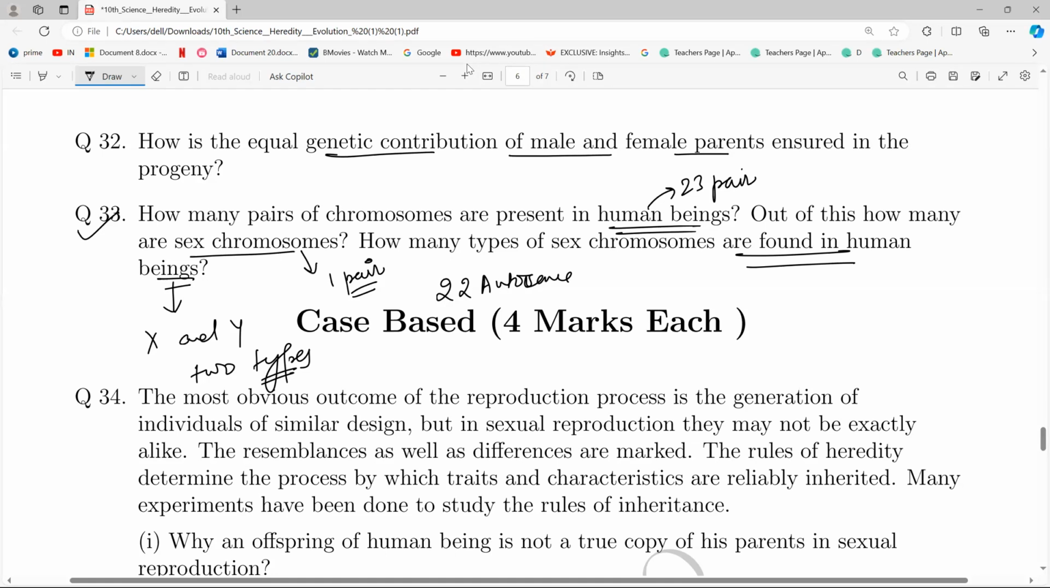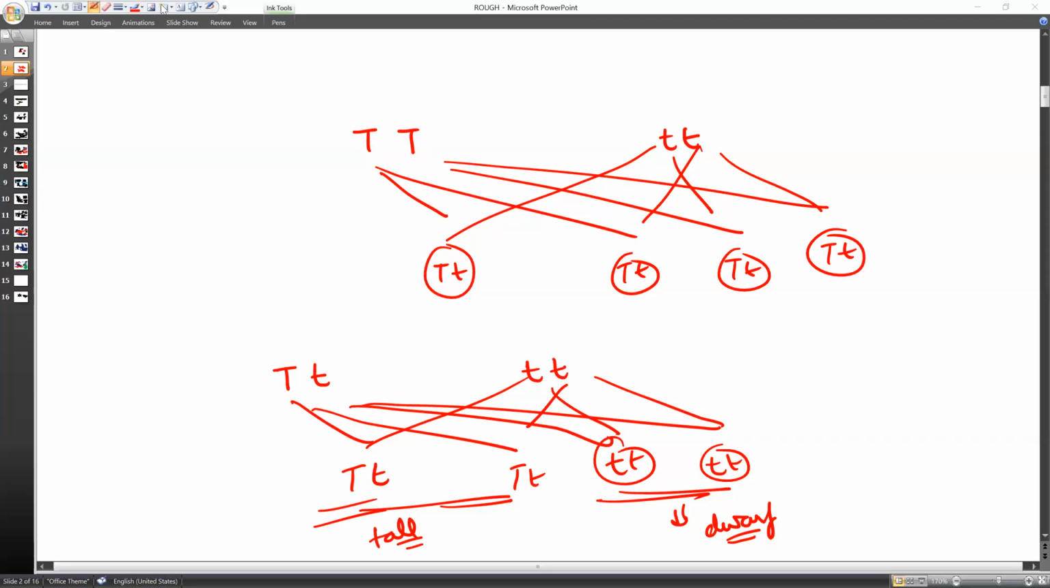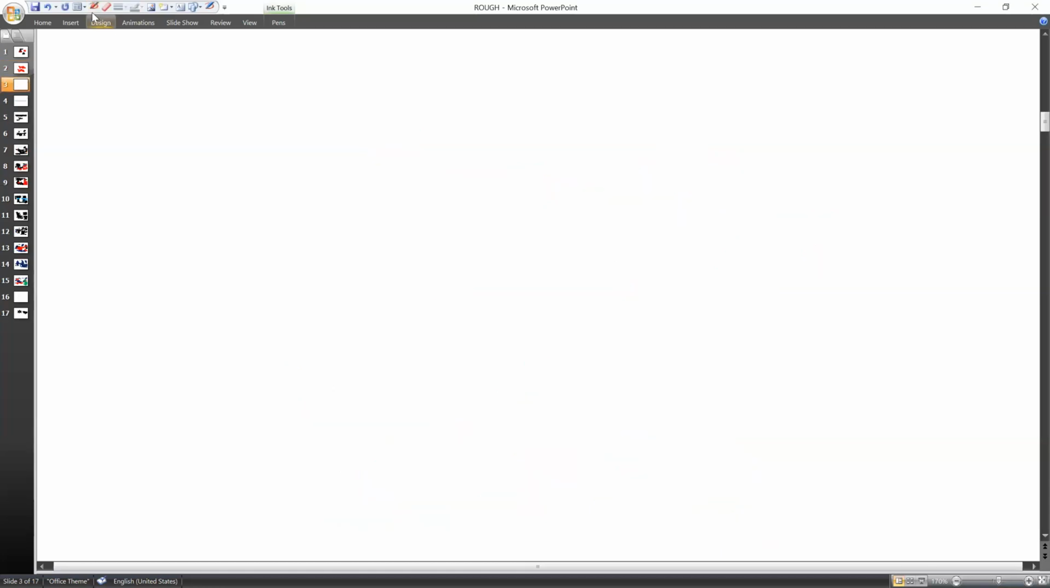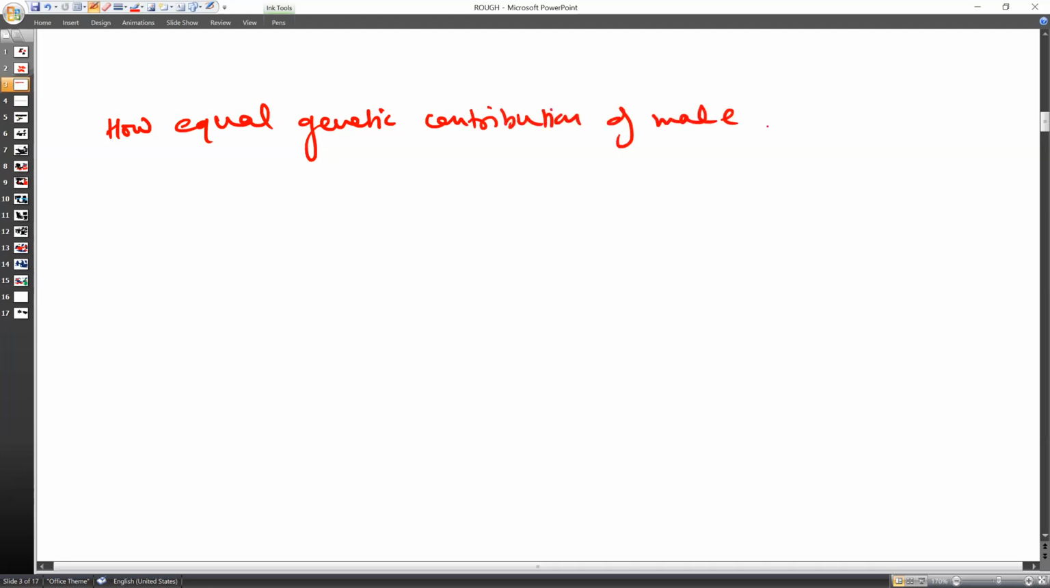So how will you write this answer? Let me share this and answer the question: how is equal genetic contribution of male and female parent ensured in the progeny? In the progeny means offspring.